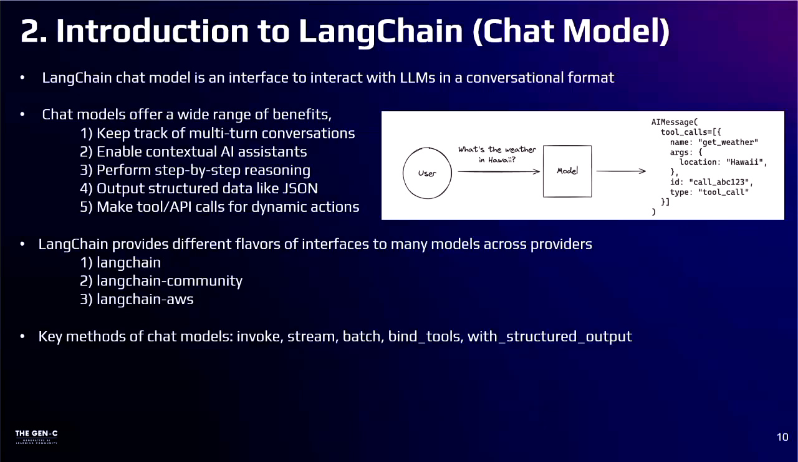Also, LangChain provides different flavors of interfaces to many models across providers. So you have the LangChain library, which provides different interfaces to models. Core models are officially supported. The LangChain community interface is basically community-maintained models and integrations. Using the LangChain AWS library, you can invoke Bedrock and AWS native integrations. Some of the key methods of chat models include invoke, stream, batch, bind tools, and with structured output.